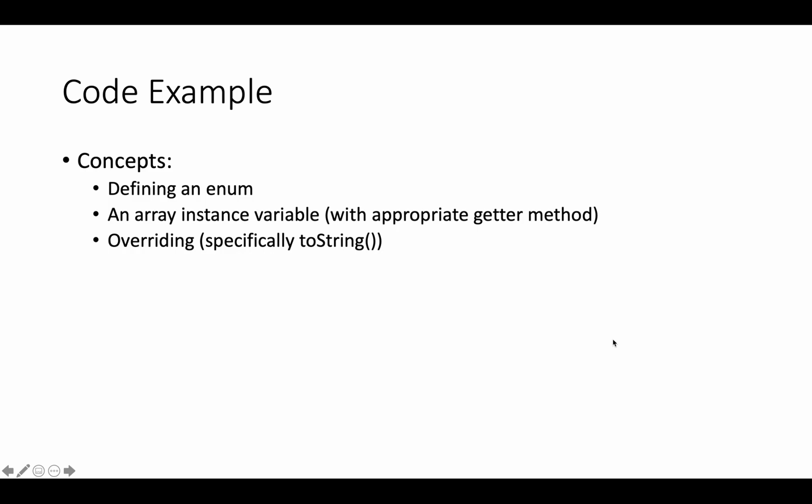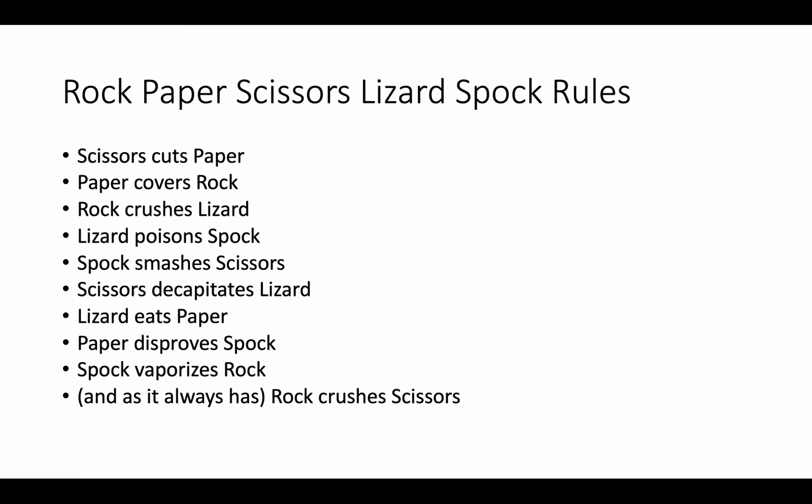In this example, I'm going to show some concepts, illustrate how to define an enum. This is an important element of Java. Basically, an enum is a special kind of class. We'll see what that is. How to define a class that has an array instance variable and how the correct or appropriate getter method is written for that so that encapsulation is not violated. And we're going to override one method, specifically the toString method, which is defined in the Object superclass.